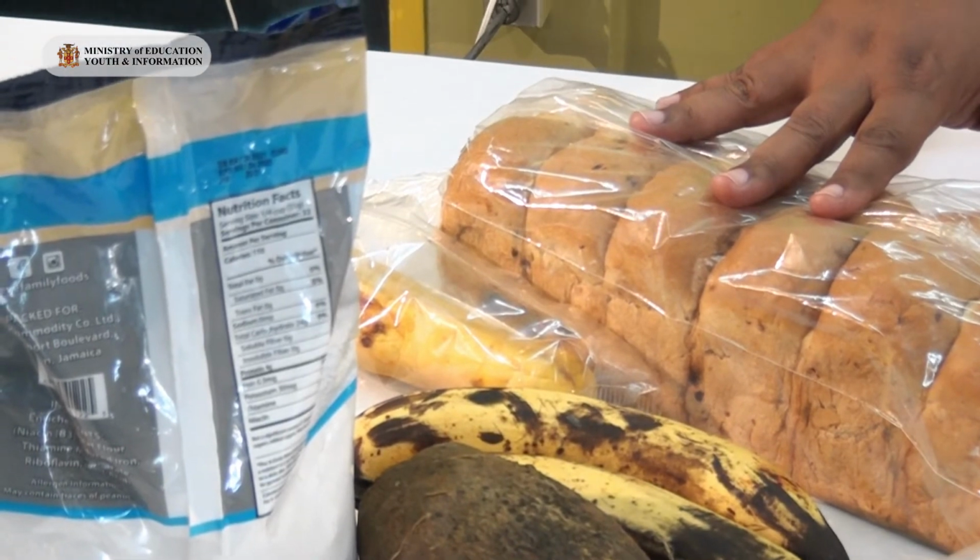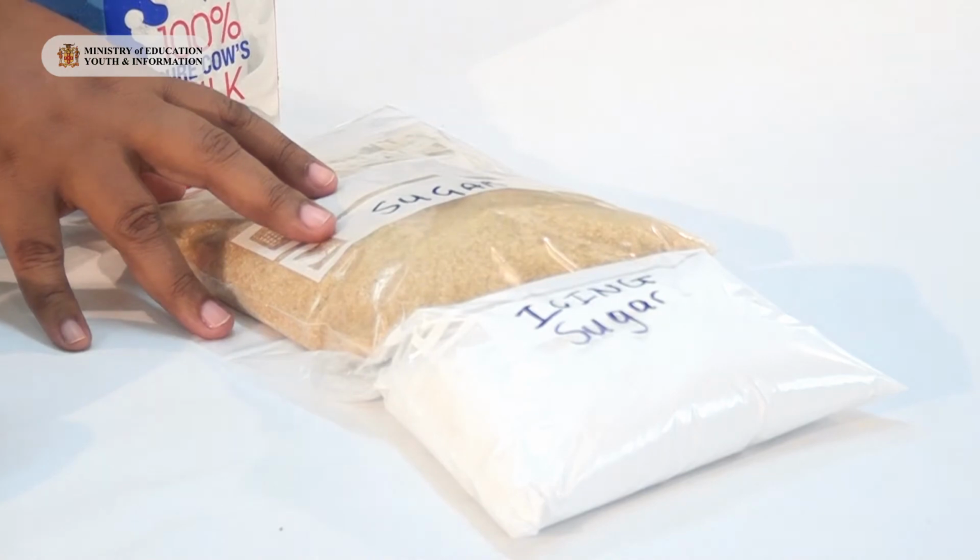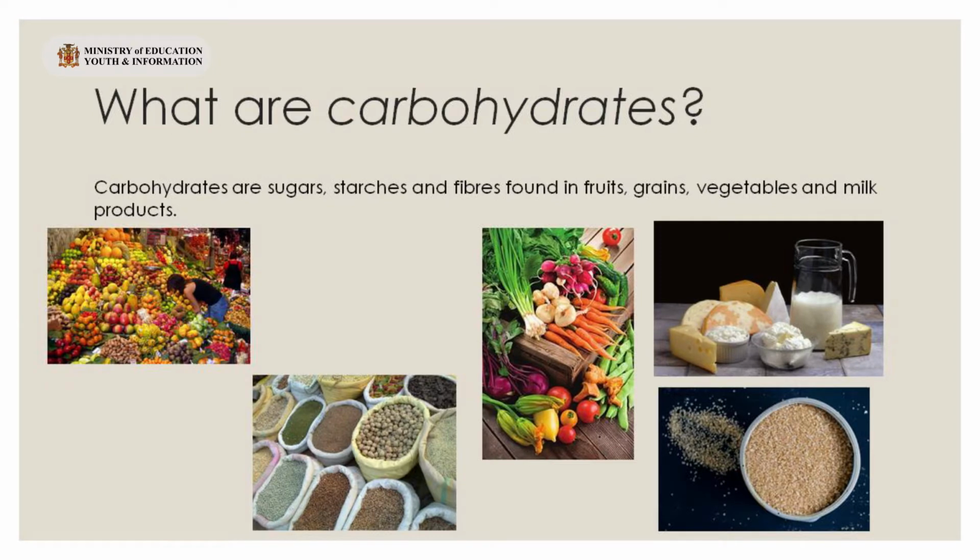Now, let us look at what our food items on the table have in common. They have in common carbohydrates, and this set here are starches, this set dietary fiber, this set sugars. Students, we can now define carbohydrates. Carbohydrates are sugars, starches, and fibers found in fruits, grains, vegetables, and milk products.